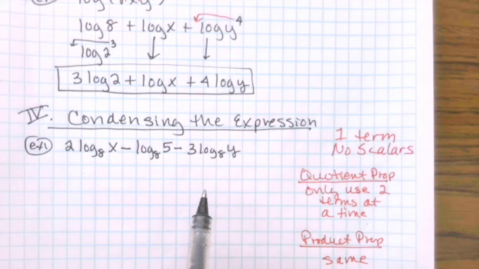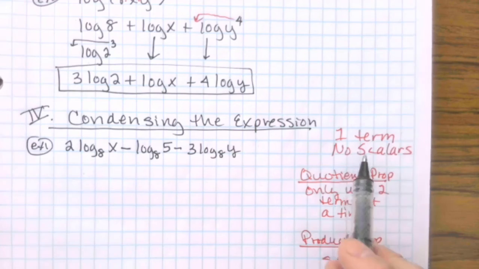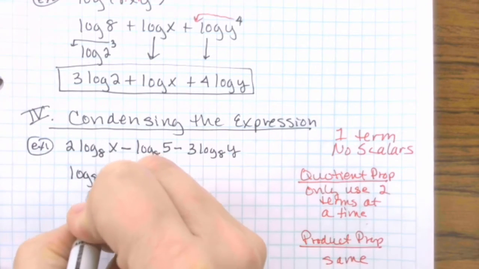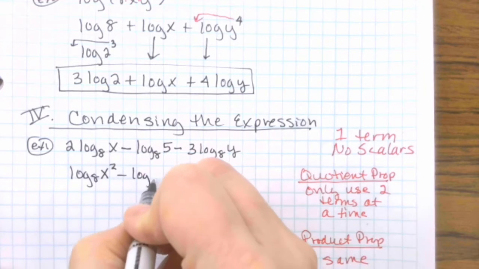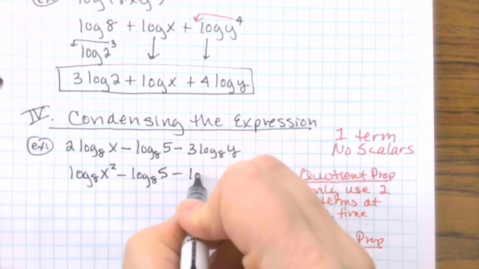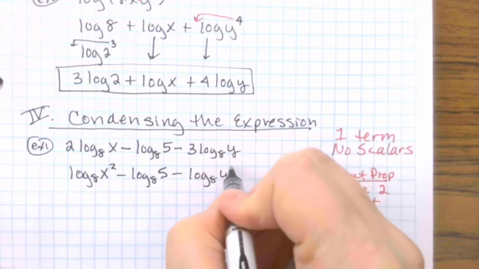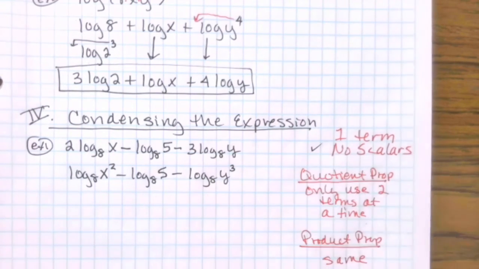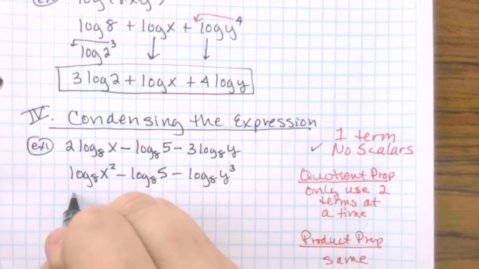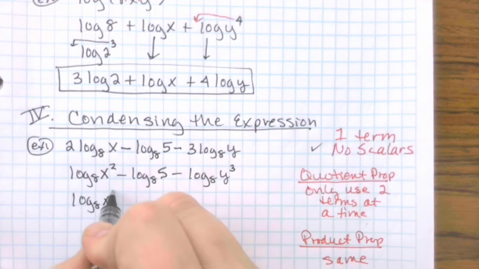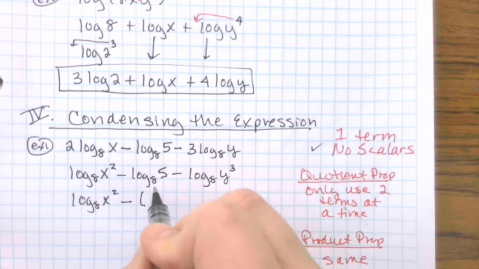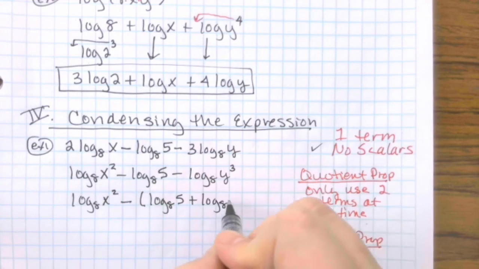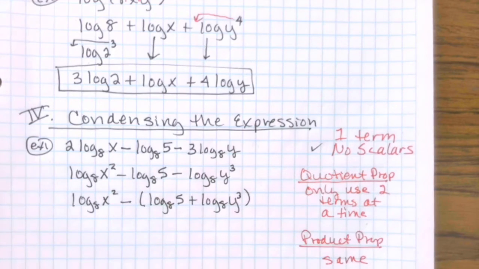Before I do that, though, I'm going to get rid of the scalars because there's no scalars when you condense. So this is log base 8 of x squared minus log base 8 of 5 minus log base 8 of y cubed. Okay, no scalars. Now I'm going to divide a negative out because I need a pair of terms to work with. That gives me log base 8 of 5 plus log base 8 of y cubed.